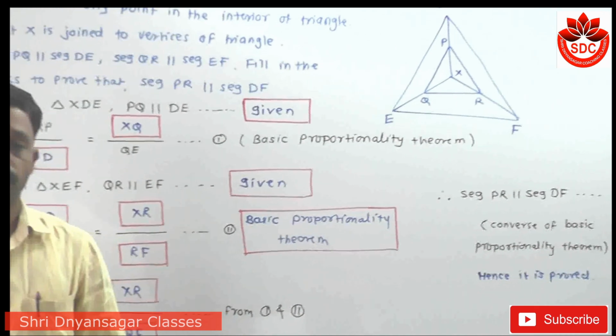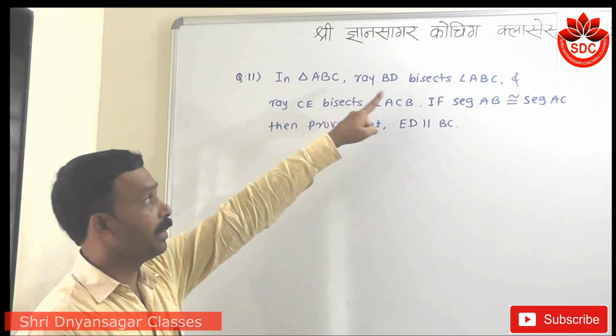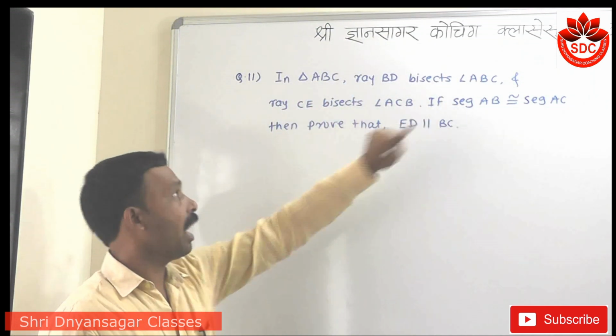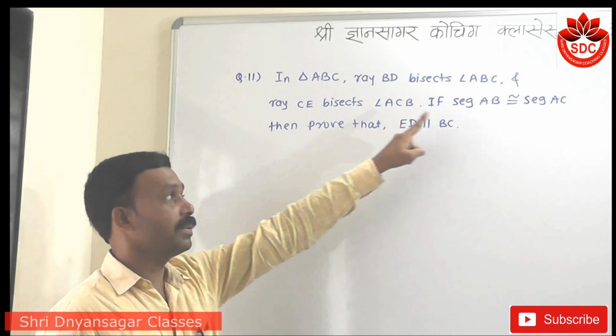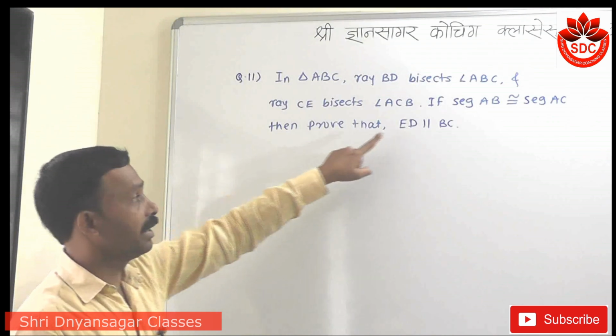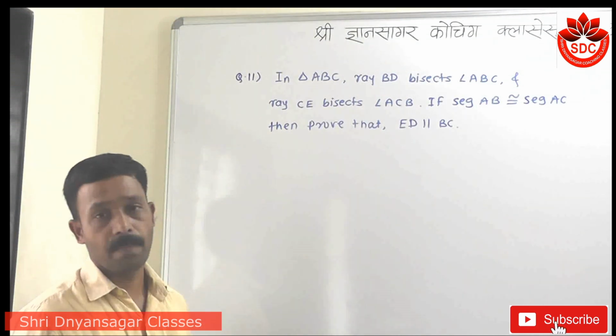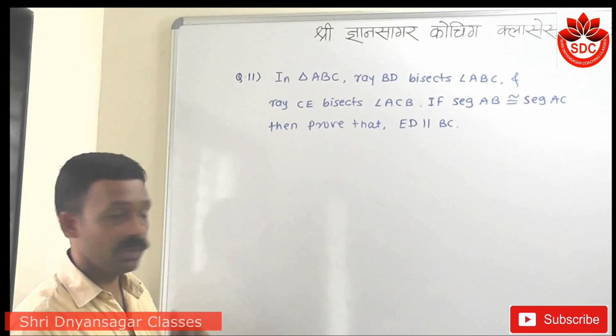Okay. The last question. In triangle ABC, ray BD bisects angle ABC and ray CE bisects angle ACB. If segment AB is congruent with AC, then prove that ED is parallel with BC. Student, by using the given question, I have to draw the figure.